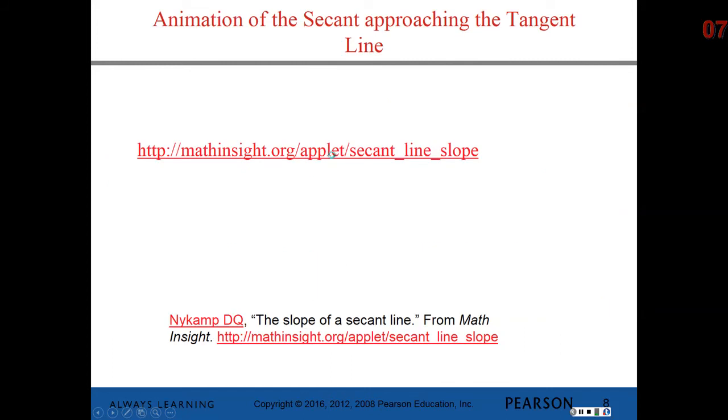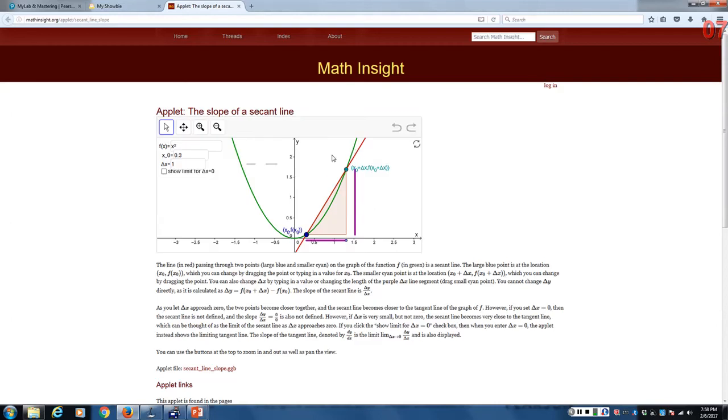This is an applet that I think might help you actually visualize that. And that link is live, by the way, in the PowerPoint that I posted for y'all. So what we're going to do here, the line in red passes through the 2 points. There's a large blue point and a similar point in sky blue, and the graph of the function is in green, and the large blue point is the location of x, f of x. It's the one that's going to stay still. And you can change this point by dragging.